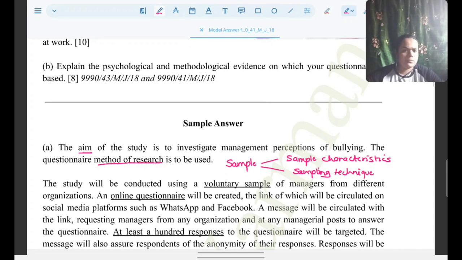We want to include managers in our study. That is very obvious from the topic of the study. Definitely, one characteristic of the sample is going to be that they all are going to be managers. Now, how can we recruit managers? That is the next question. That will determine our sampling technique. Opportunity sampling is good.